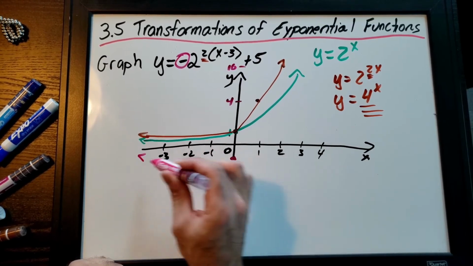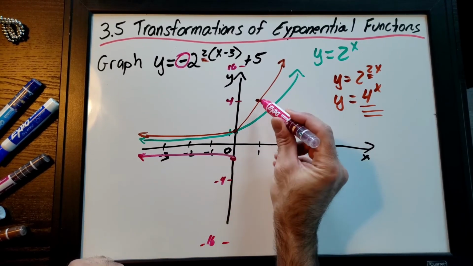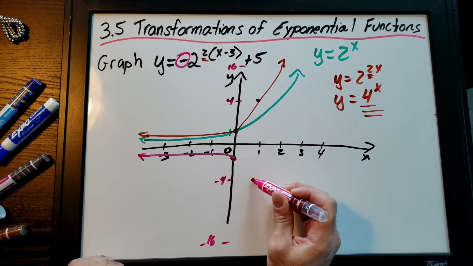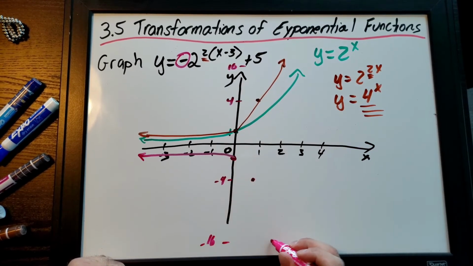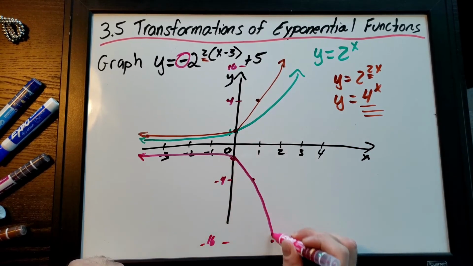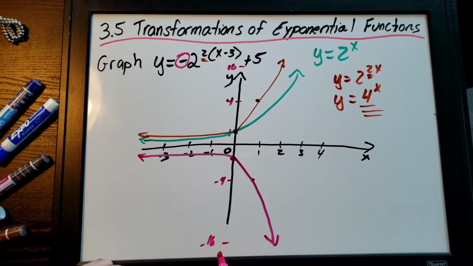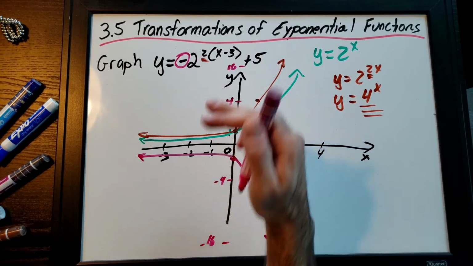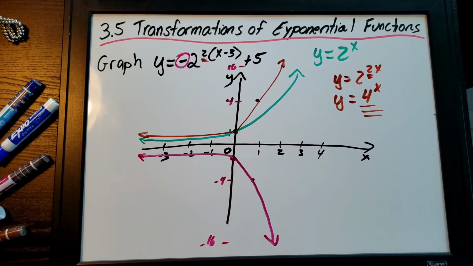Now I'm going to graph through here. This one gets flipped to the negative realm. This one gets flipped down here. And I have exponential growth just in the opposite direction. Okay, that's all that negative sign did. It reflected it in the x-axis.